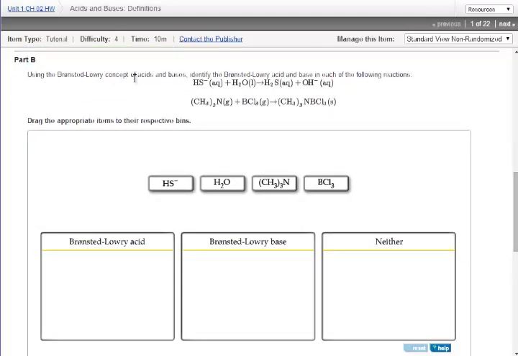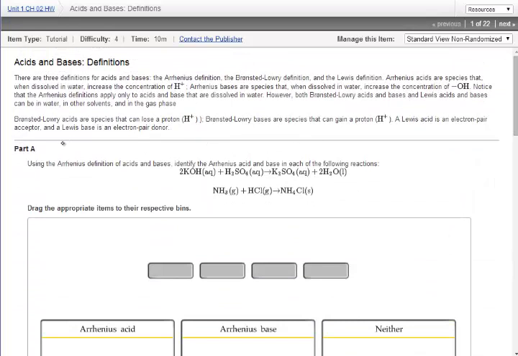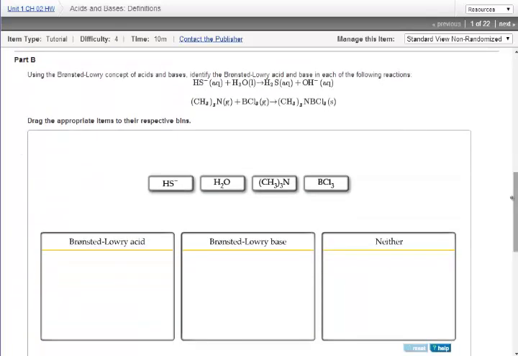Now, the Bronsted-Lowry concept of acids and bases. That involves transferring a proton. So Bronsted-Lowry acids can lose a proton, and Bronsted-Lowry bases gain that proton. So what we need to do is look at what happens in our equation. Here we have HS minus, and that is going to gain a proton. Because it gains a proton, that is a Bronsted-Lowry base. That means that the water must be donating a proton, and it is the Bronsted-Lowry acid.